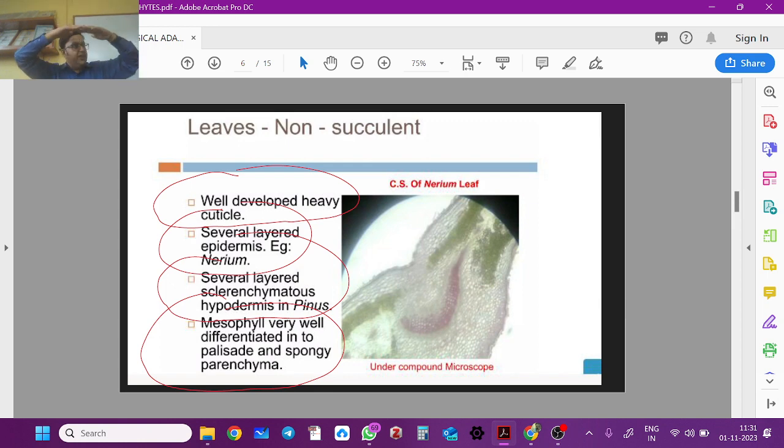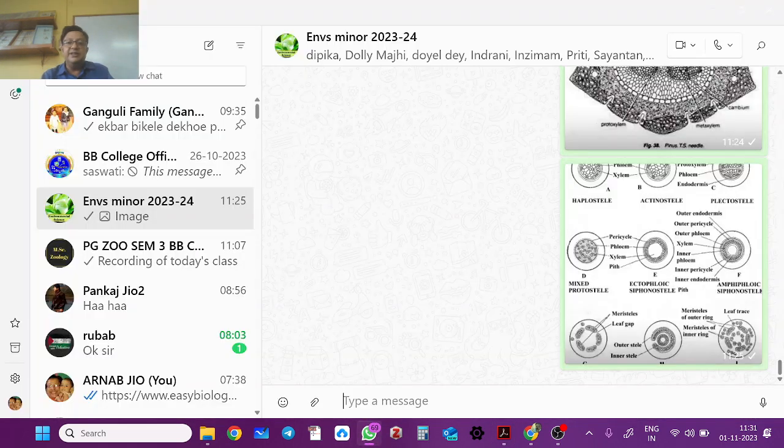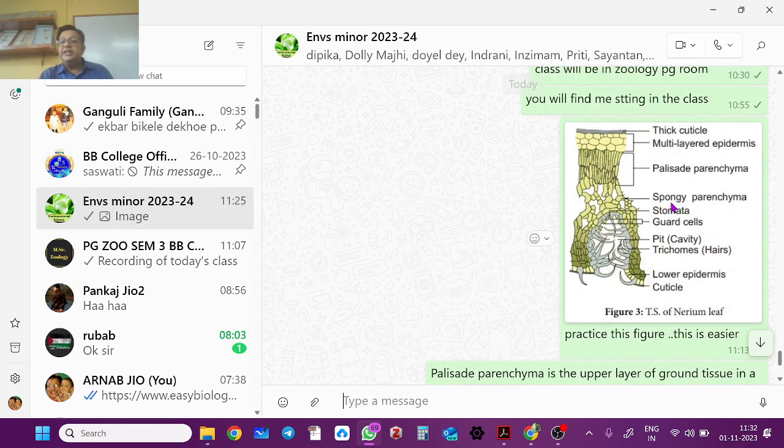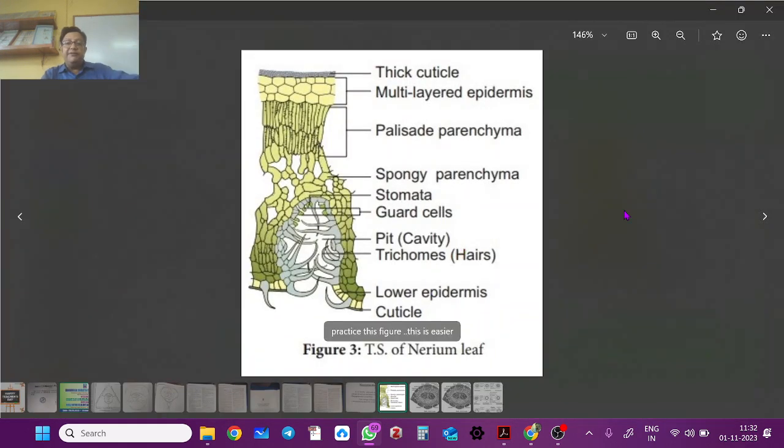So you have the cuticle on the top. Below the cuticle, you have the epidermal cells. It's multiple layers, 1, 2, 3, 4, 5 layers. Below that, you have the palisade parenchyma. You know what palisade parenchyma is? I have sent you the definition. Palisade is the upper layer of green tissues in a leaf. It is present below the upper epidermis. The cells are elongated. Below the palisade parenchyma, now you see the TS figure I have sent.